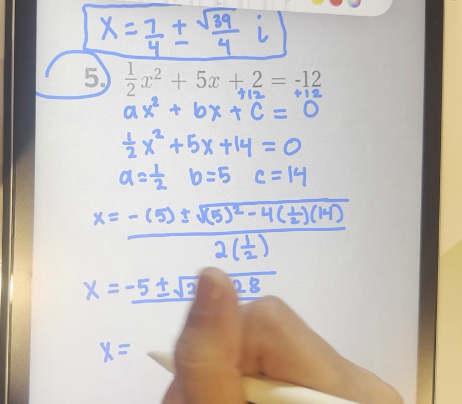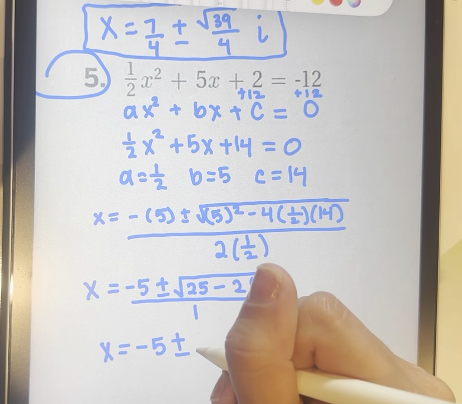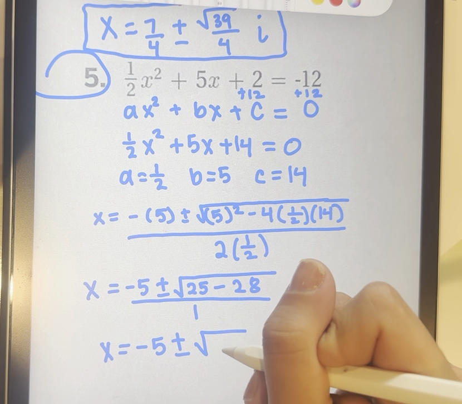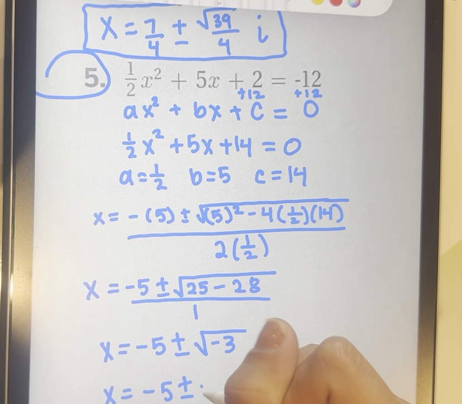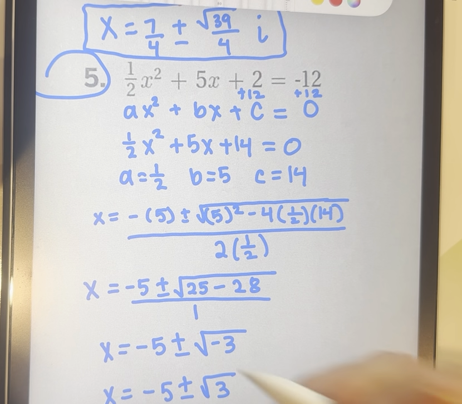x equals -5 plus or minus the square root. 25 minus 28 is -3, all divided by 1, that's nothing. And this is about done. x equals -5 plus or minus the square root of -3. Get the negative out of there, make it an i. It's already at the end all alone, so this is perfect.